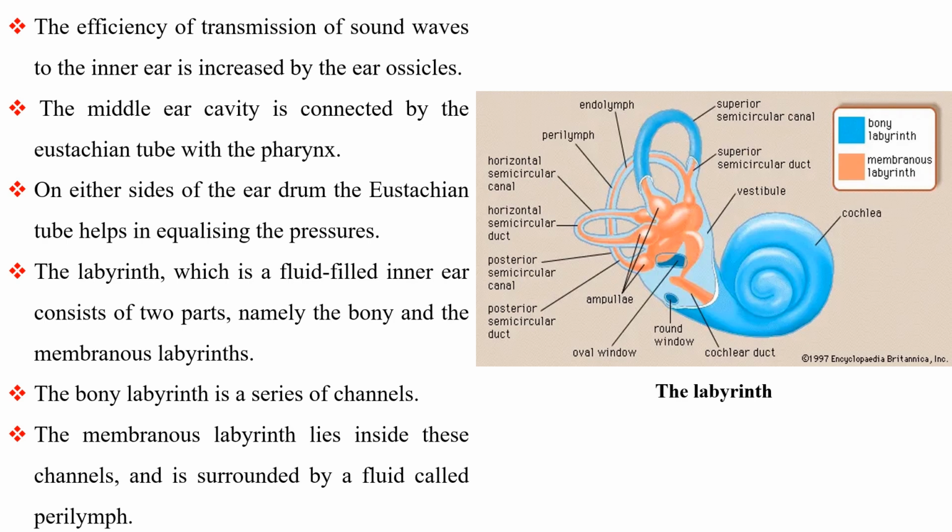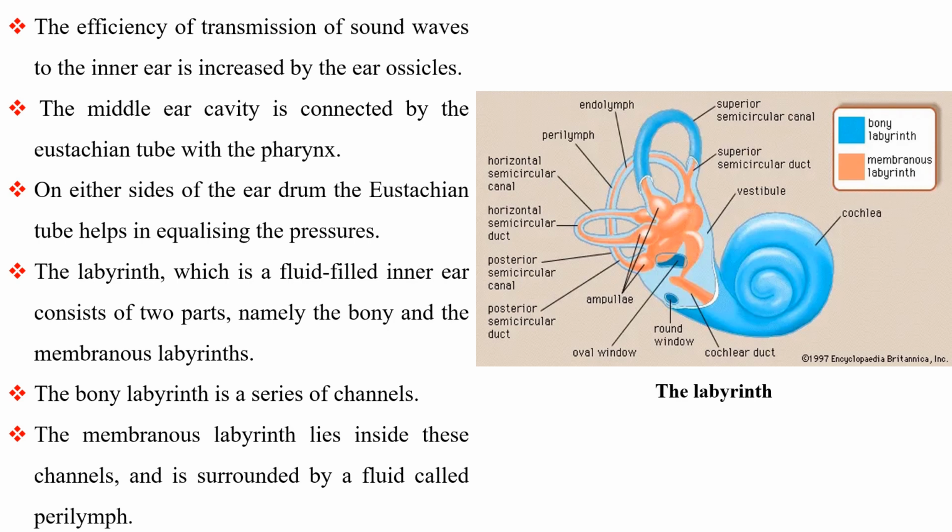The middle ear cavity is connected by the eustachian tube with the pharynx. On either sides of the eardrum, the eustachian tubes help in equalizing the pressures. The labyrinth, which is a fluid-filled inner ear, consists of two parts, namely the bony and the membranous labyrinths. The bony labyrinth is a series of channels.